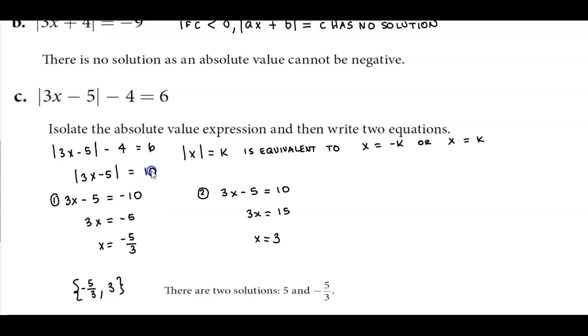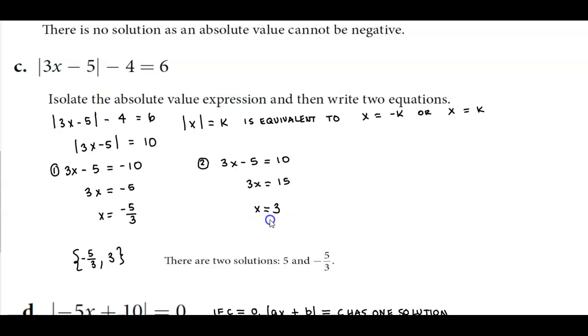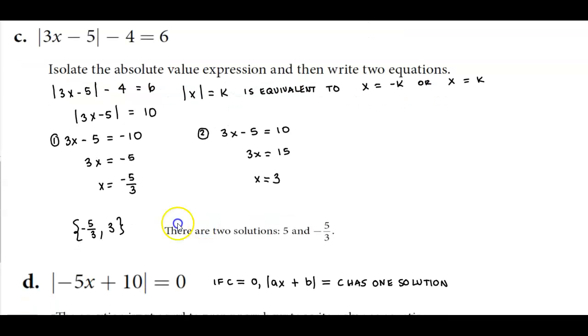And because this number is greater than 0, we have two equations. We have 3x minus 5 equals negative 10, and we have 3x minus 5 equals positive 10. Adding 5 to both sides, negative 10 plus 5 gives you negative 5. Dividing both sides by 3, x is equal to negative 5/3. Adding 5 to both sides, 10 plus 5 is 15. Divide both sides by 3, and x is equal to 3. So our two solutions are negative 5/3 and 3.